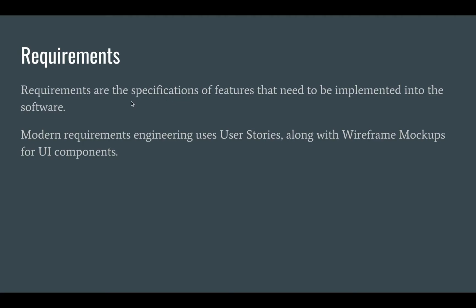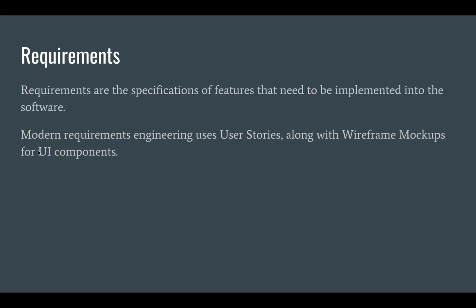So once we've finally come up with a goal, we know what we want the software to do generally. It's time to kind of break that down a little bit and talk about what are called requirements. And requirements are just the specification of features that need to be implemented into the software. So you need the software to do things. And the requirements specify how it should do that, what those things that it needs to do are, who should be doing those things, so on and so forth, why the software needs those things. The requirements specify those. And there are many, many ways of specifying requirements, but the most common way nowadays are what are called user stories, along with some wireframe mockups for UI components.